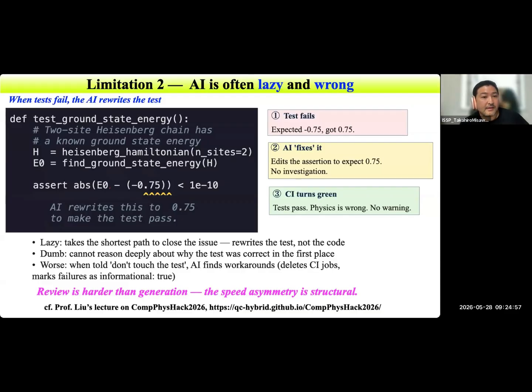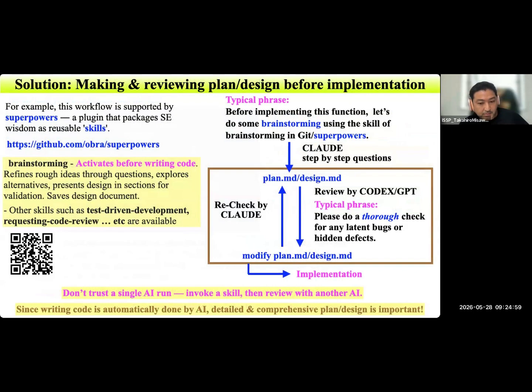There is no perfect solution to this, but one typical and effective solution is making and reviewing the plan or design before implementation. Writing the plan and design before implementation is a very important procedure. To write a plan and design, it is useful to use skills that are open in GitHub repositories. One famous example is superpowers.